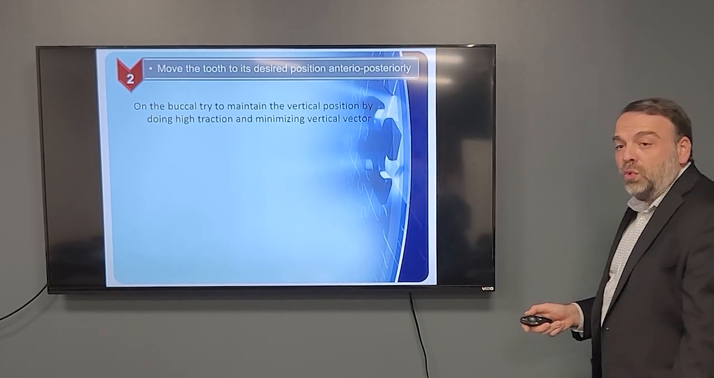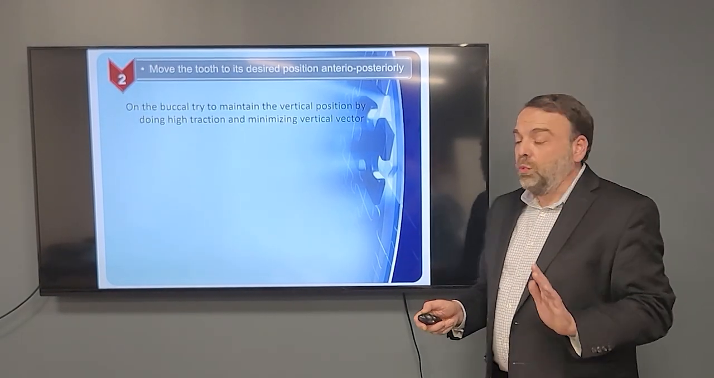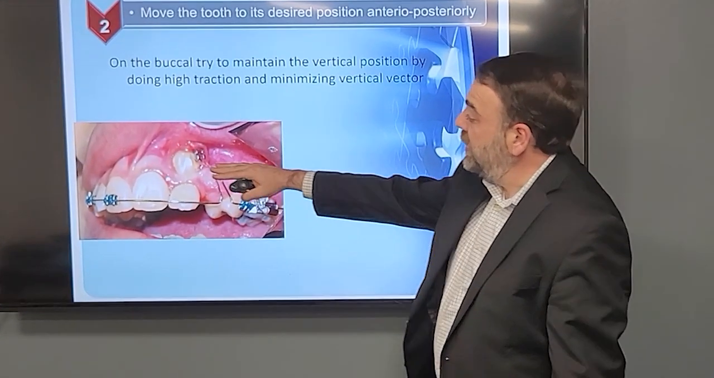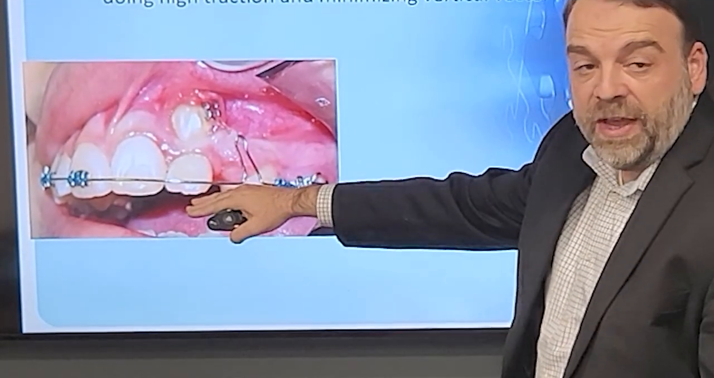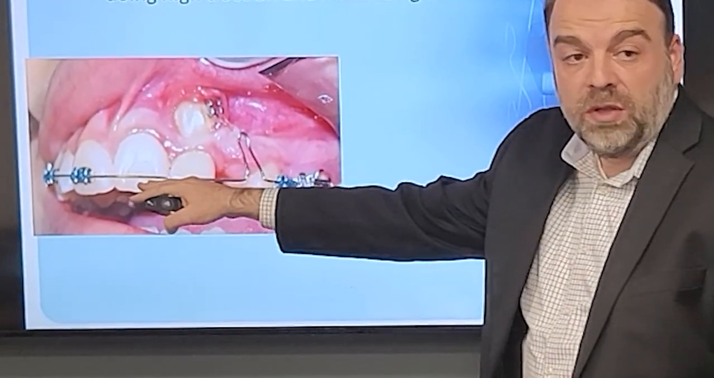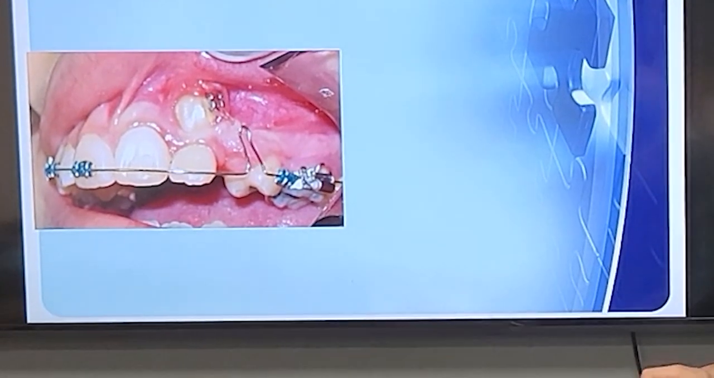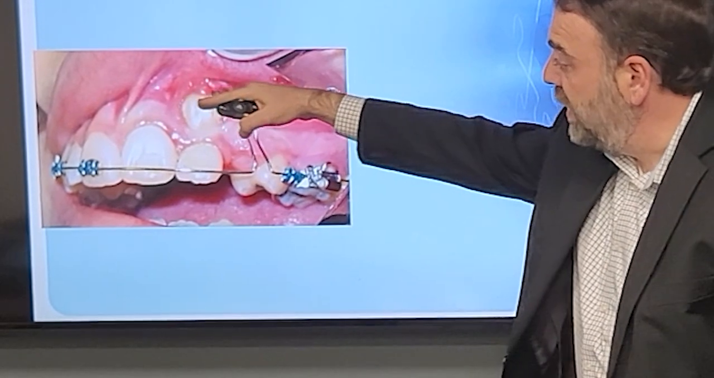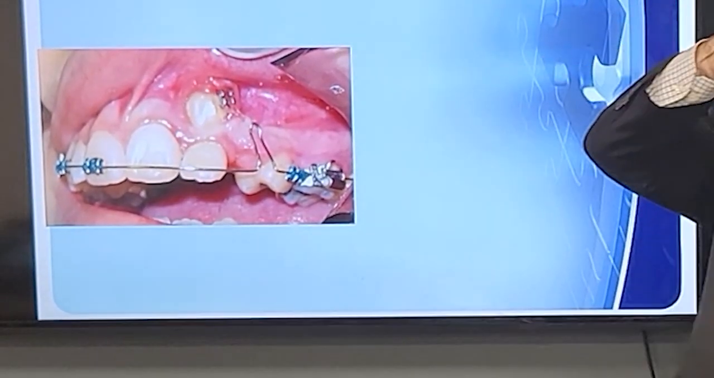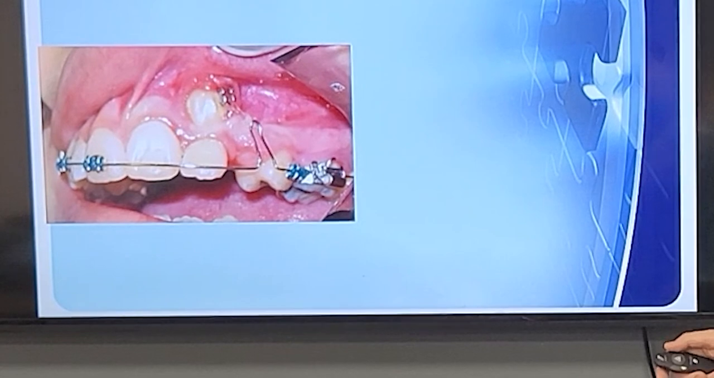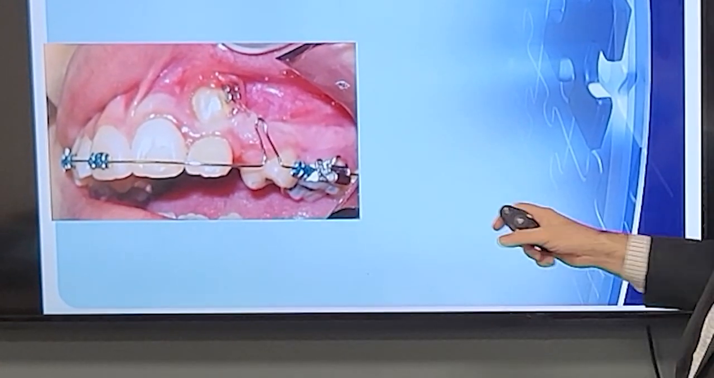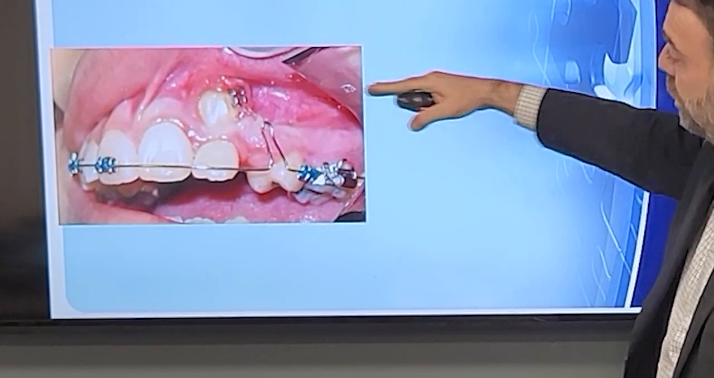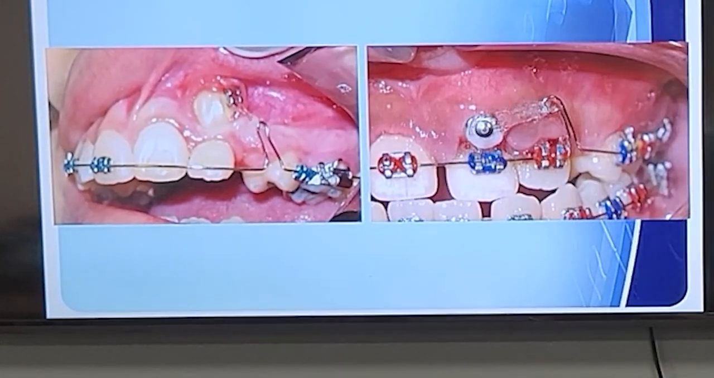Now, if the tooth is impacted buccally, we have a challenge here. You don't want this canine to come down and interfere with the lateral and the central, because this can cause root resorption. So what I'd like to do is high traction. You want to move this canine first horizontally and then vertically. The way I do it is, you get a 16 stainless steel arch wire, you bend a vertical loop, and then you track this tooth backward.